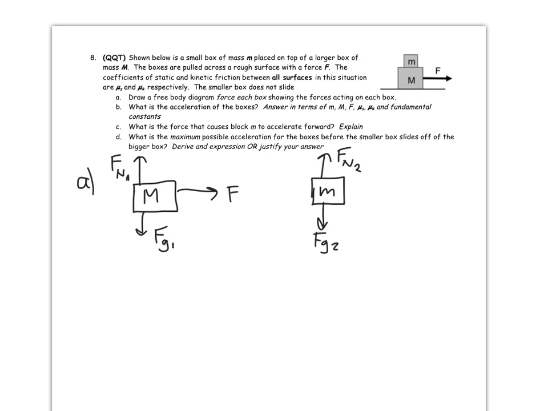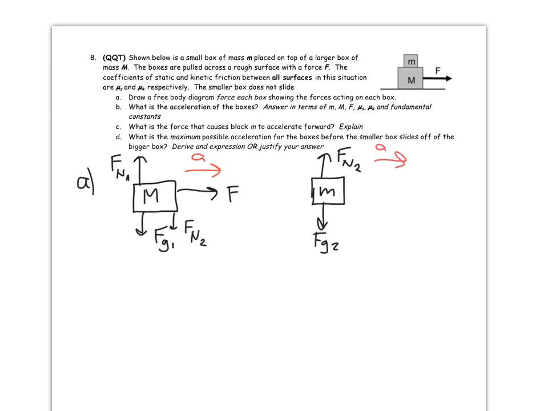Because this bigger box is pushing up on the smaller box, it means the smaller box is also pushing down on the bigger box, which means Fn2 is also a force that goes down on the box with a mass of m. We know that they're being accelerated here to the right. Okay, so I'm going to draw my acceleration in both cases going off to the right.